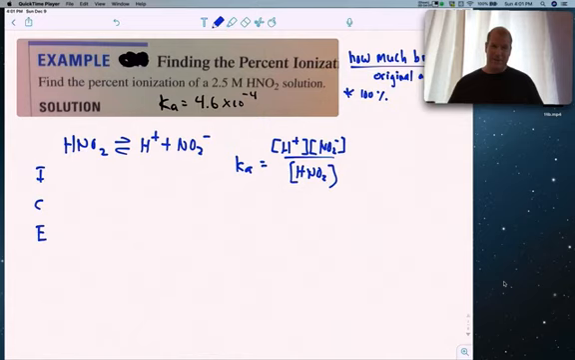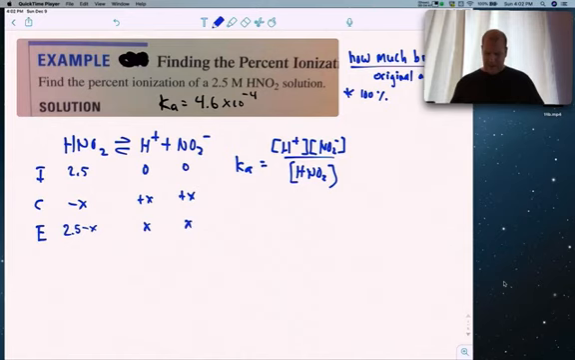What is the percent ionization of a 2.5 molar nitrous acid solution? Ka is 4.6 times 10 to the minus 4. So let's figure that out. The percent ionization is how much breaks off of the original amount times 100%. So we're going to see how much breaks apart, and we're going to divide it by the original 2.5 molar, and then multiply it by 100%. So initially we have 2.5 molar of this, 0 this, 0 this. We shift right, plus x, so 2.5 minus x, x, and x.